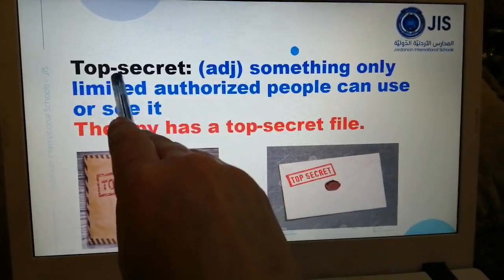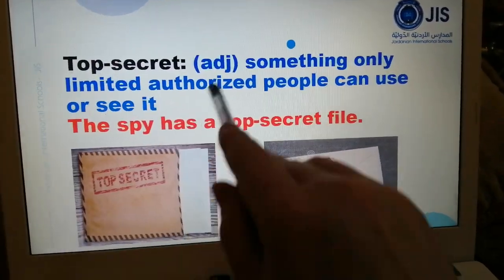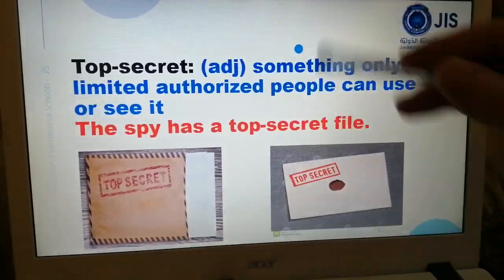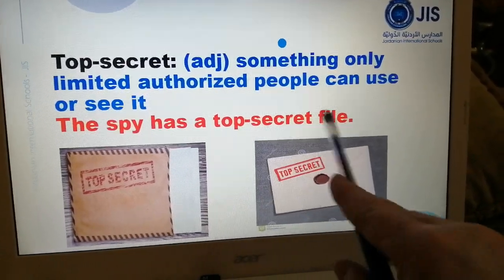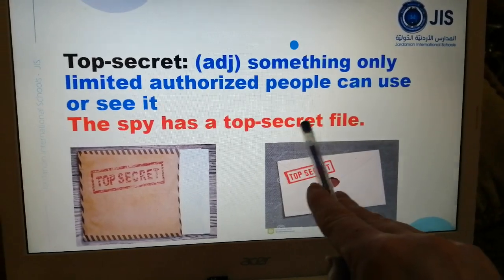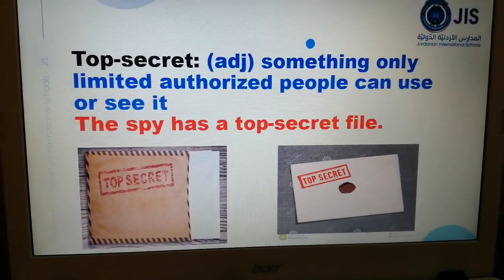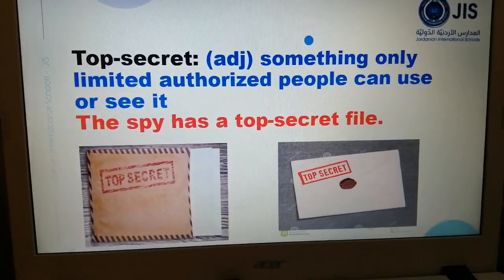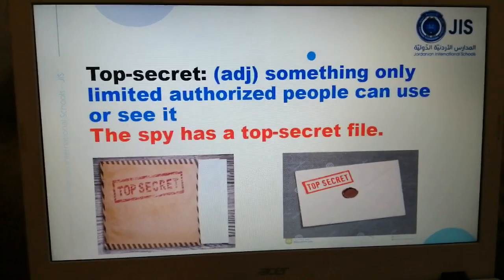And it's a hyphenated compound word because there's a hyphen between the two words, and it's an adjective. We use it to describe something, like here, the spy has a top secret file. So top secret, we use to describe the file, and it means that this file is only for specific people who can open it and see what's inside it, not for everyone. So it's top secret.